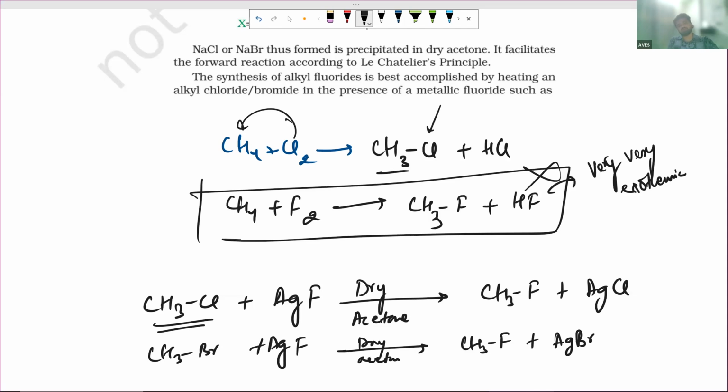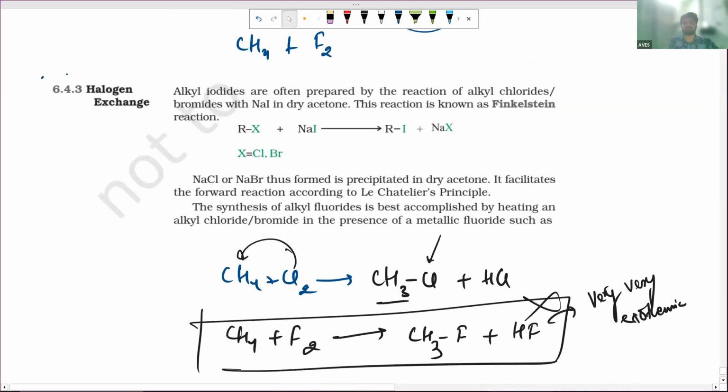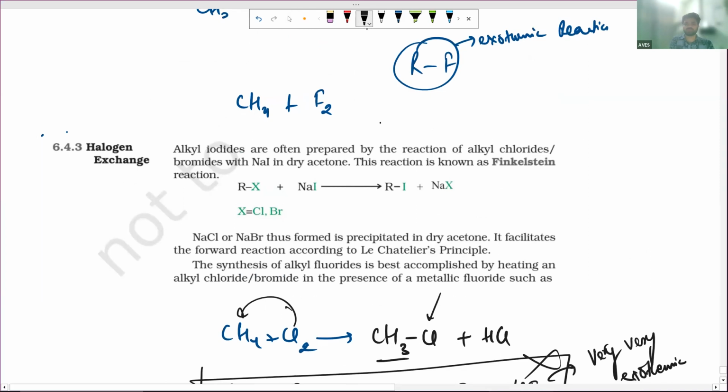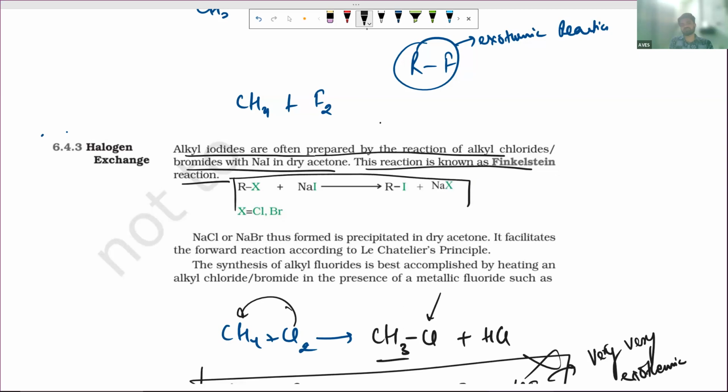Note down this reaction, an important point. Alkyl fluorides are often prepared by the reaction of alkyl chlorides or bromides with a metallic fluoride, and this reaction is known as the Swarts reaction. Just note it down.